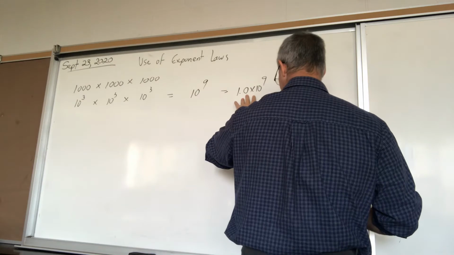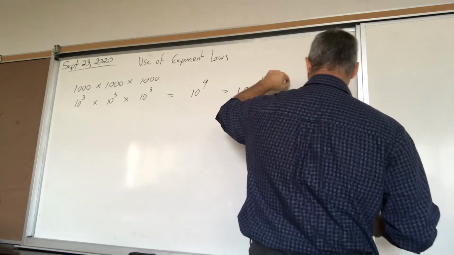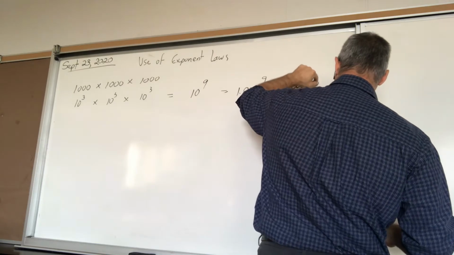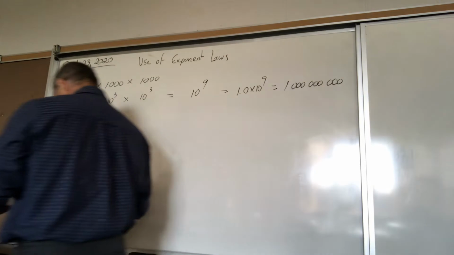That would be called scientific notation. That's just showing it as an exponent. And if you write out the whole number, then you just have 1 with 9 zeros after it. Either way, they're all the same.